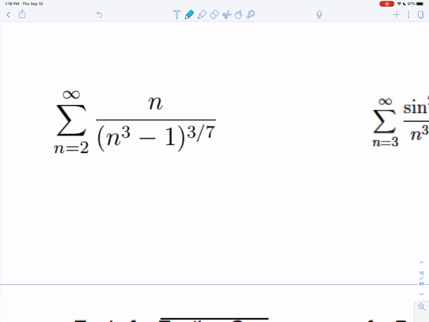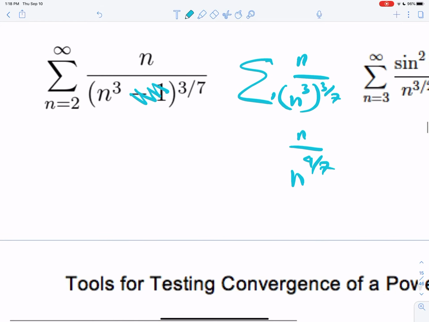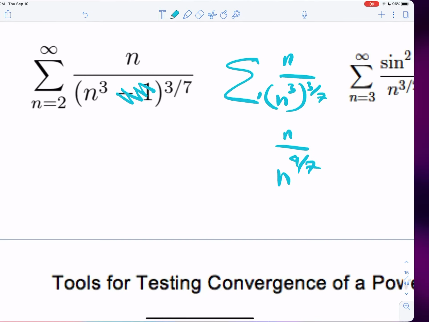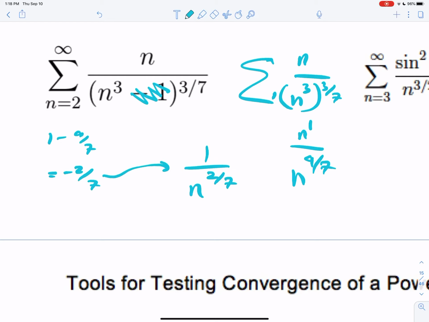Over here, if I got rid of the constant, I'm just going to be left with n over n cubed to the 3/7. But again, I can clean that up. That's the same thing as n over n to the 9 over 7ths. And even then you could reduce that. That's the same thing as subtracting exponents. So that's just going to be 1 over n to the 2 sevenths, because 1 minus 9 sevenths will give you negative 2 sevenths, which gives you this. I know I'm moving a little bit quickly, so please replay if you need to. Alright? Okay.